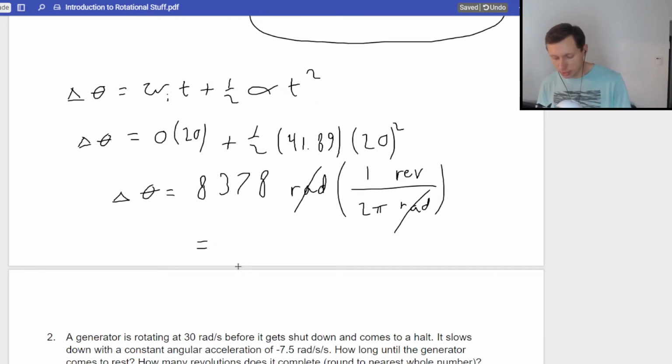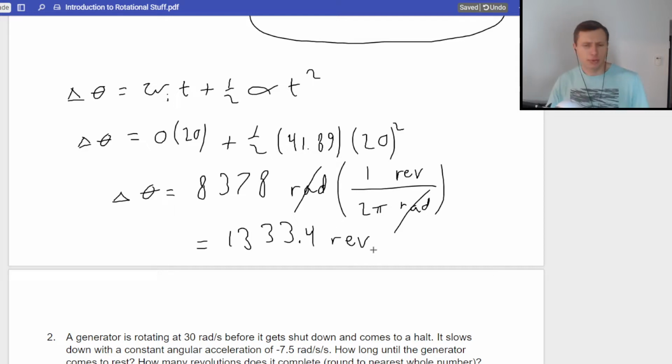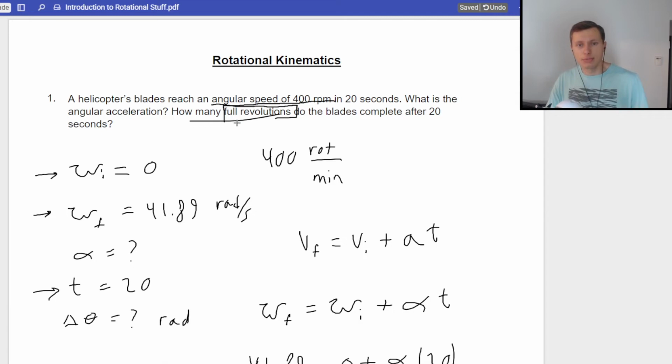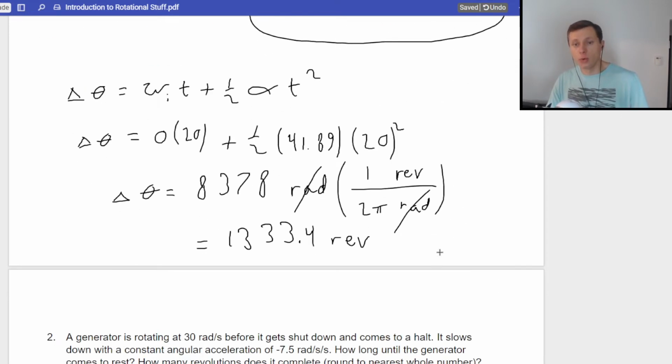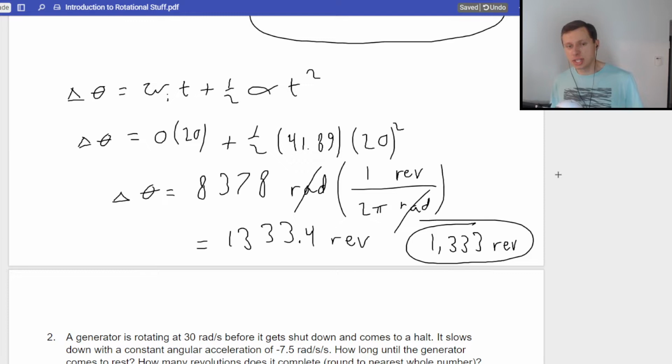I just need to divide my answer by 2 pi. So 8,378 divided by 2 divided by pi. And we are going to get a final answer of 1,333.4 revolutions. Now careful here, if you look back at the original question, I said, how many full revolutions do the blades complete after 20 seconds? In other words, full rotations, 1,333 revolutions. And that's the answer to the first one.